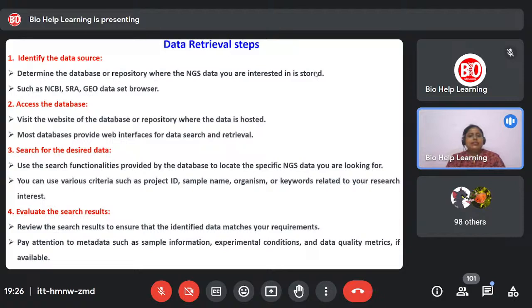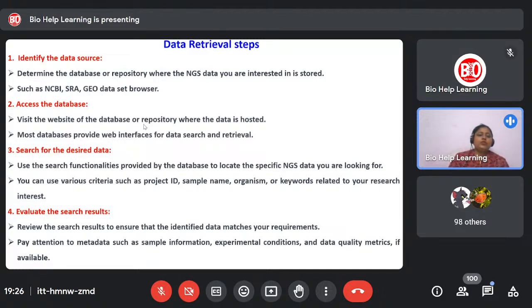The next step is the data retrieval steps. The first one is to identify the data source. So this is actually in short term. Briefly, I can say this is a brief overview of how you can plan your interest or research for NGS data analysis. So first, identify the data source.